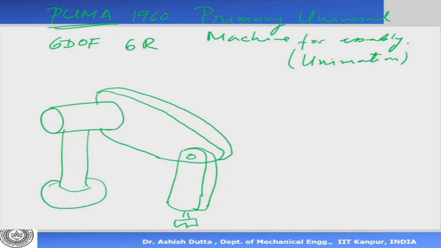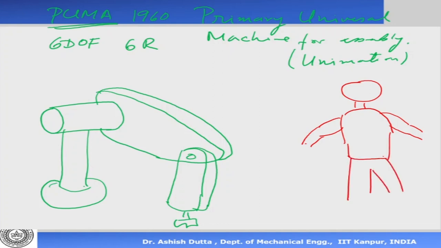Now the structure of the Puma robot is very similar to that of the human arm. So the first axis is called the waist. If you look at the human body, this is the front view, and then you have your hand here. This is your shoulder, then you have your hand, and these are your legs. If you look at the first axis, we can rotate about our waist axis like this, so you can swing your arms across the waist. So this is called the waist of the robot.